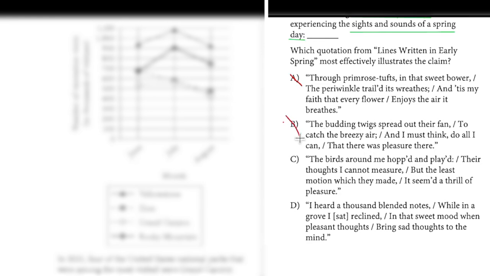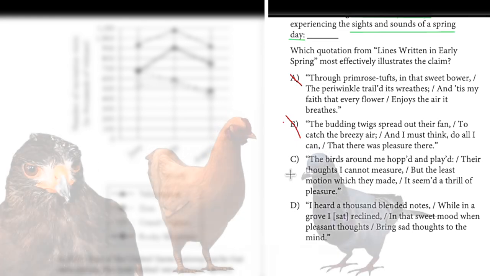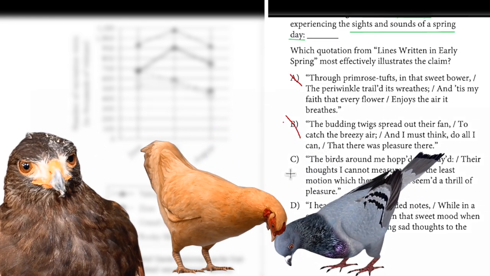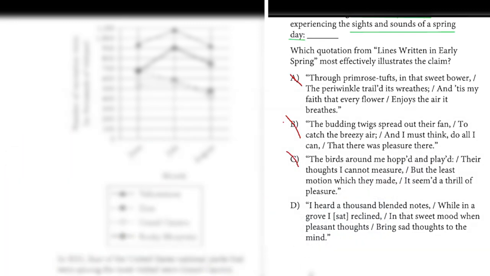"The birds around me hopped and played, their thoughts I cannot measure, but the least motion which they made, it seemed a thrill of pleasure." Yeah, here it just seems like the speaker is looking at birds and thinking, oh man, they're having a good time. I hope D works because I've gotten rid of these other ones.